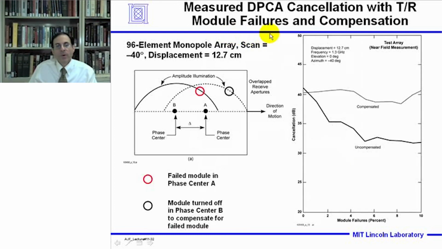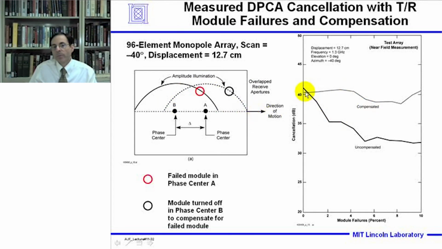Now it's possible for TR modules in the receive array to fail, and this slide looks at the measured DPCA cancellation with TR module failures and then compensating for the failures. So by failures and compensation, what we mean is if we have a failed module in either phase center A or B, we would turn off the corresponding module in the other phase center to compensate for the failed module. And that restores the phase center characteristics from one phase center to another.